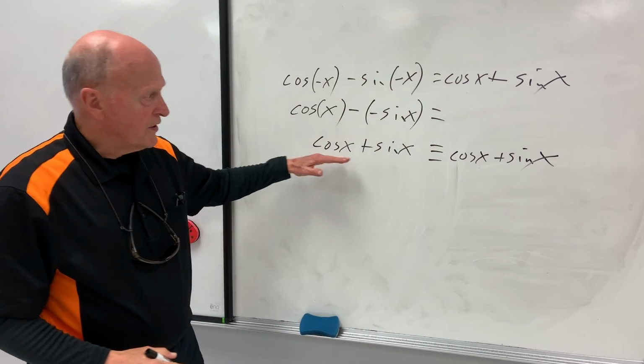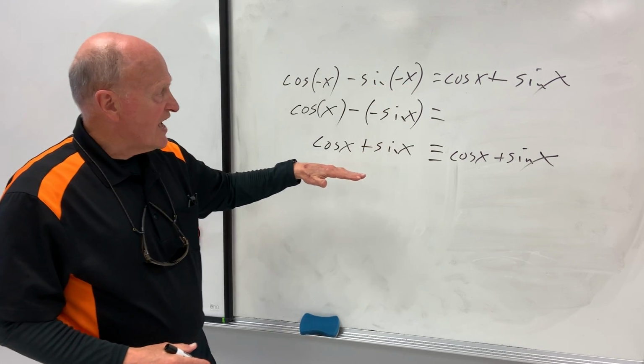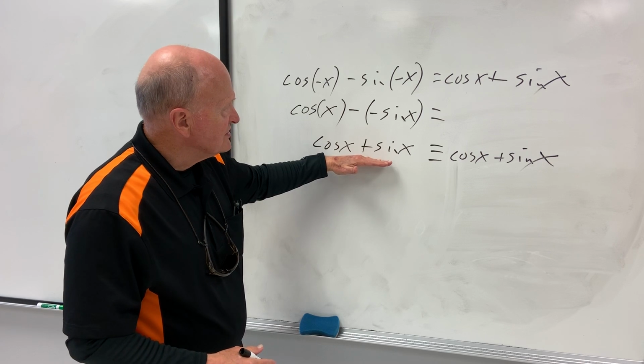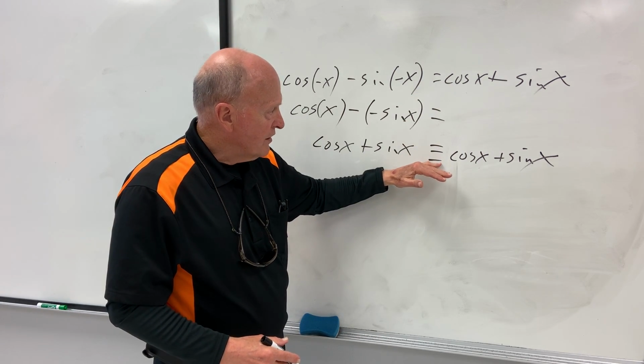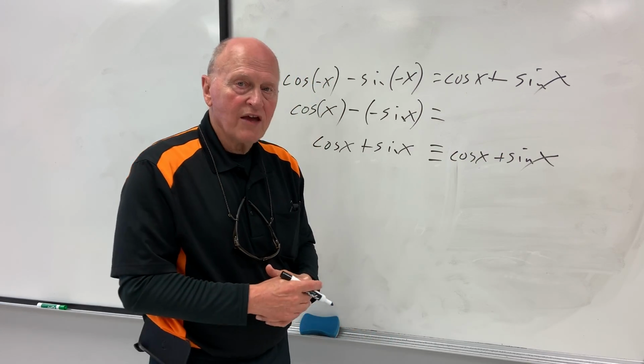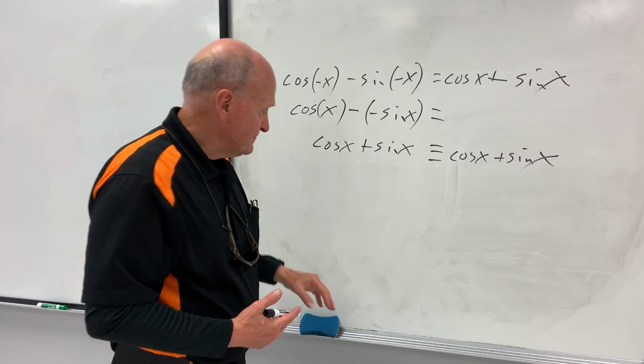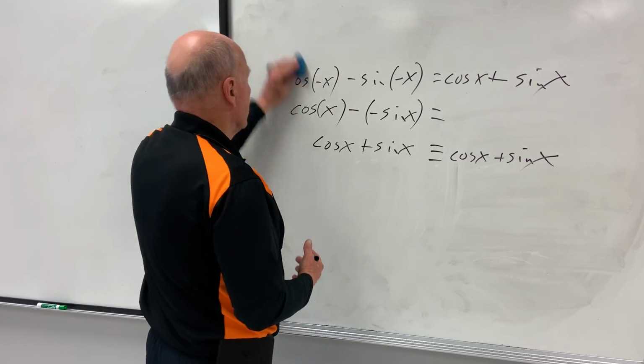And we're finished. We have the identity. Again, before we ever started, we knew that the last line was going to say cosine x plus sine x, three little slashes in our equal sign, cosine x plus sine x. And we knew the answer before we started, but you've got to show me in steps what that is. Let's do another one.